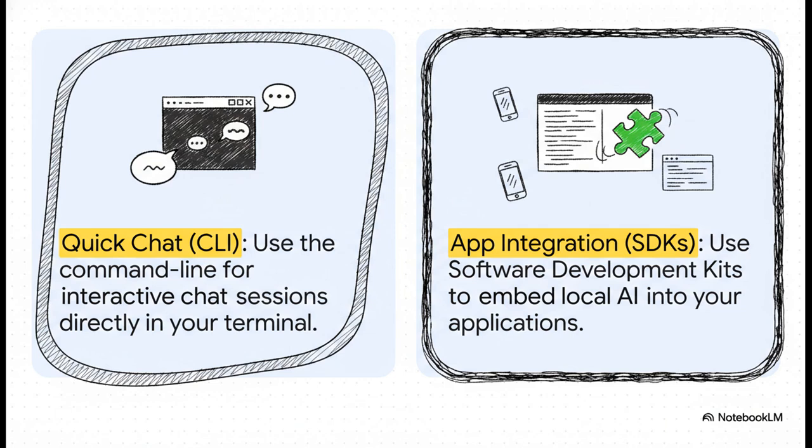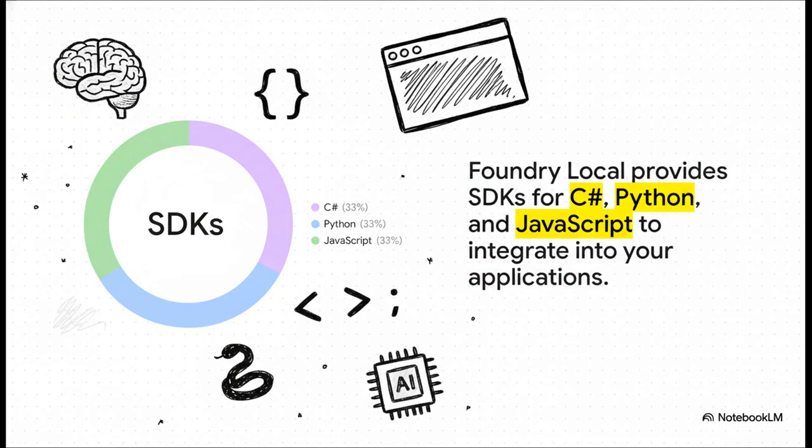And once you're running, you've basically got two main ways to interact with it. On one hand, you can do a quick chat right there in your terminal, what we call the Command Line Interface, or CLI. It's perfect for just messing around and experimenting. But if you're a developer and you want to build this power into your own apps, that's where the SDKs, the software development kits, come in. And speaking of those SDKs, they've got you covered for the languages that most developers are already using day to day. So whether you're a C# dev, a Python guru doing data science, or building cool stuff for the web with JavaScript, there's an SDK ready for you to plug this local AI right into your projects.